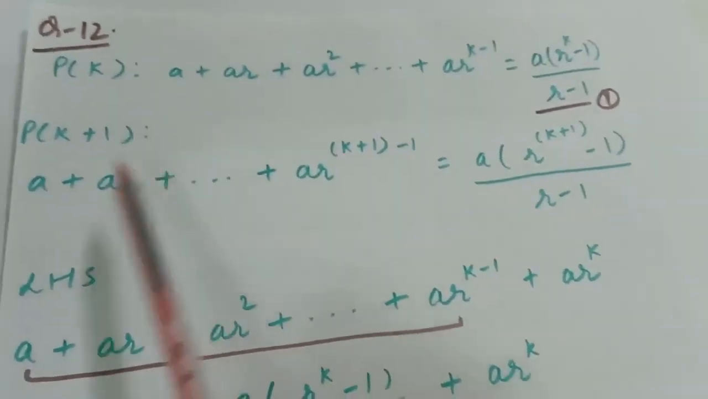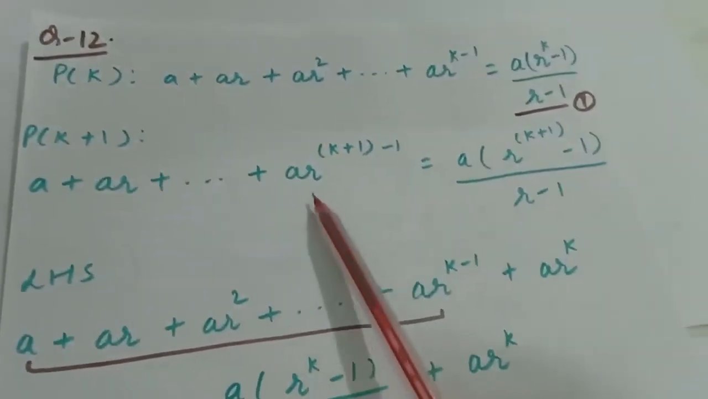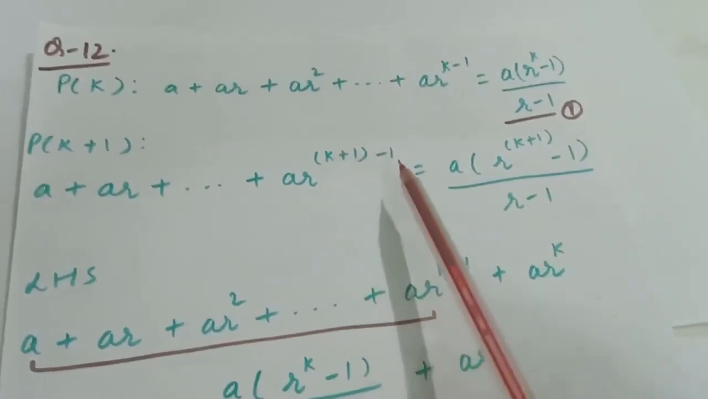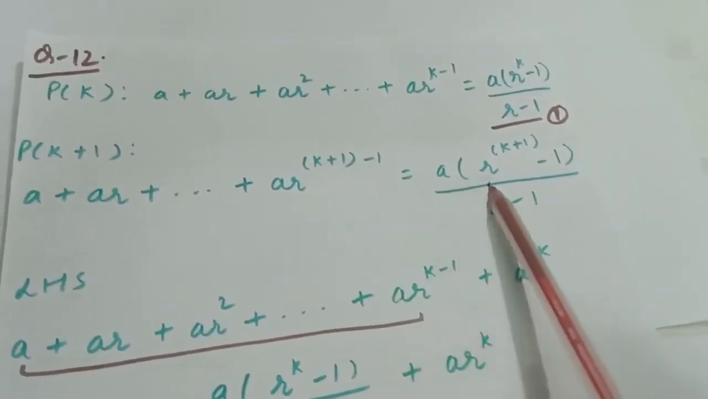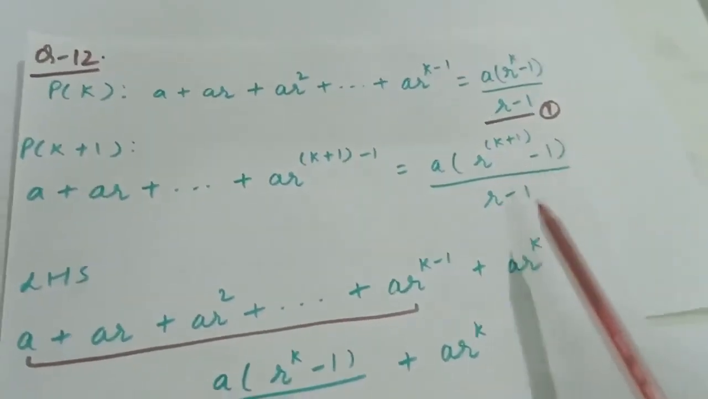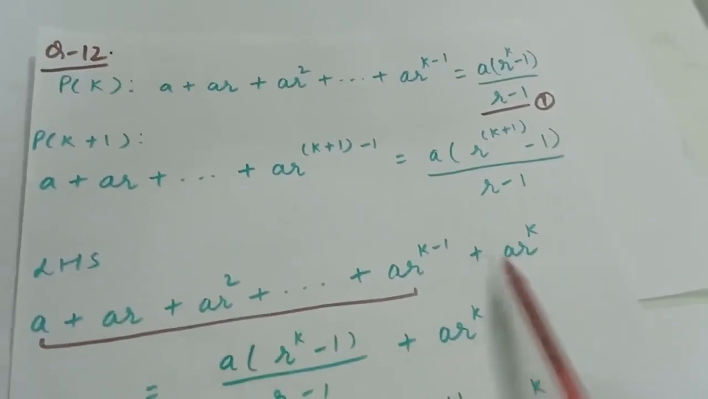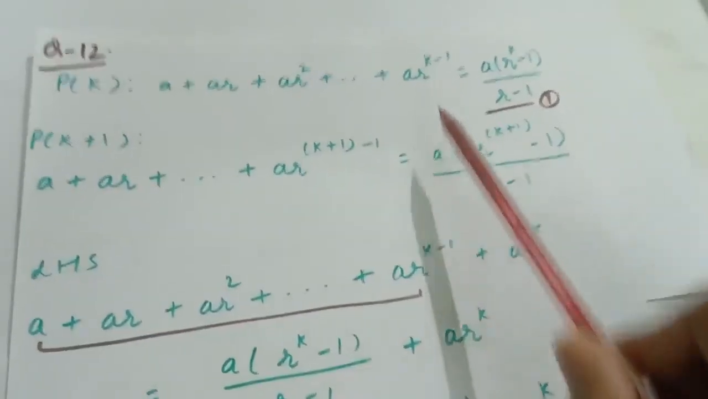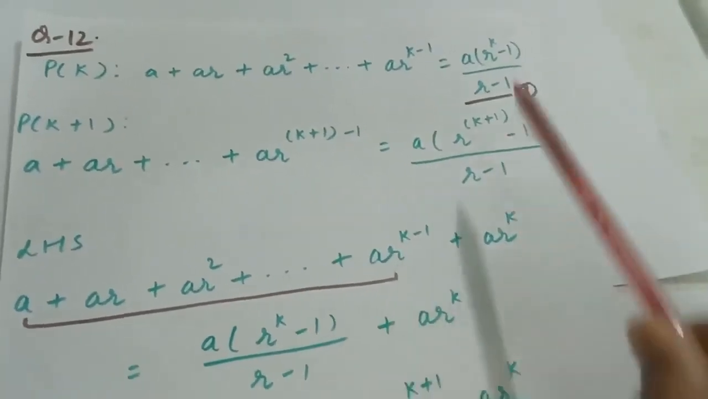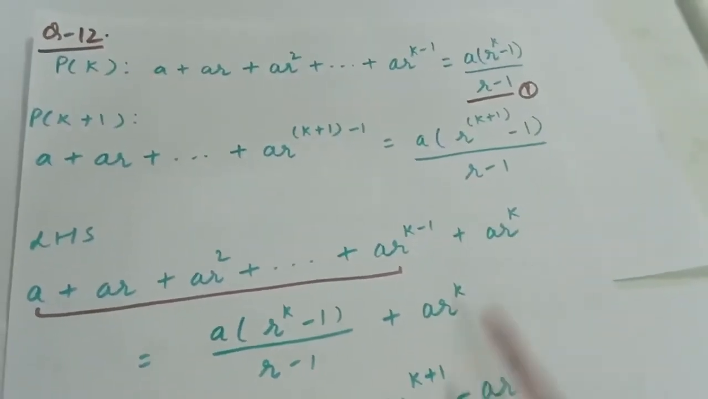Now for P(k plus 1): a plus ar and so on up to ar, in place of k put k plus 1 minus 1, is equal to a bracket r, in place of k put k plus 1 minus 1, upon r minus 1. Taking the LHS, writing the LHS, also mentioning the kth term. Now up to the kth term, the result is this. So write down the result plus the (k plus 1)th term.